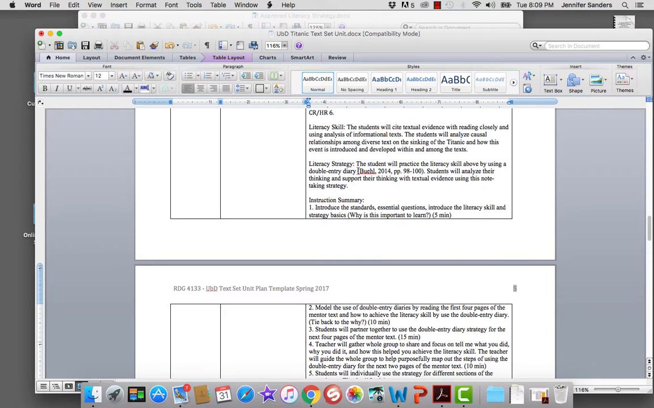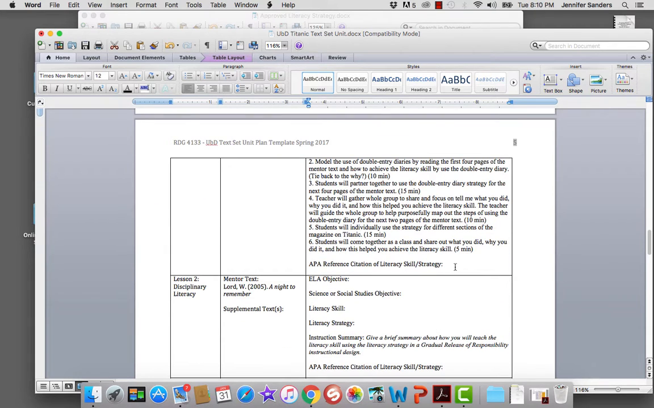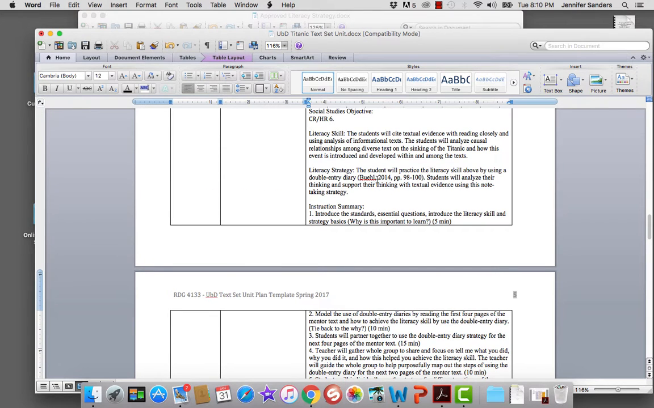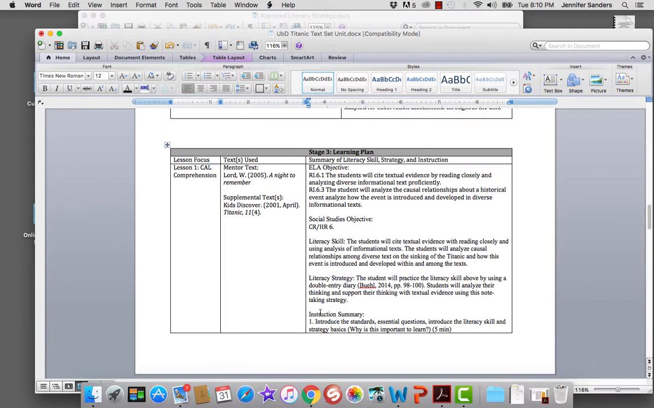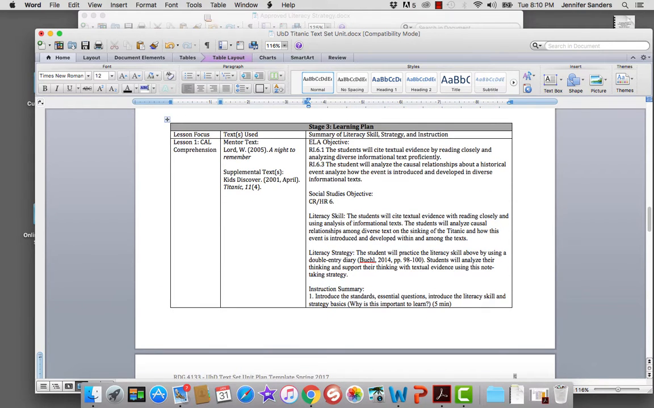Done. And then I can take my Buell text and I can actually, I don't have to put this here. I can actually take this and put my whole citation down here of the literacy strategy. But I like to put it here too. So not only do you need it here, but you also need it down here. So look at your citation guide, okay? Now, that's lesson 1. That's what you do.